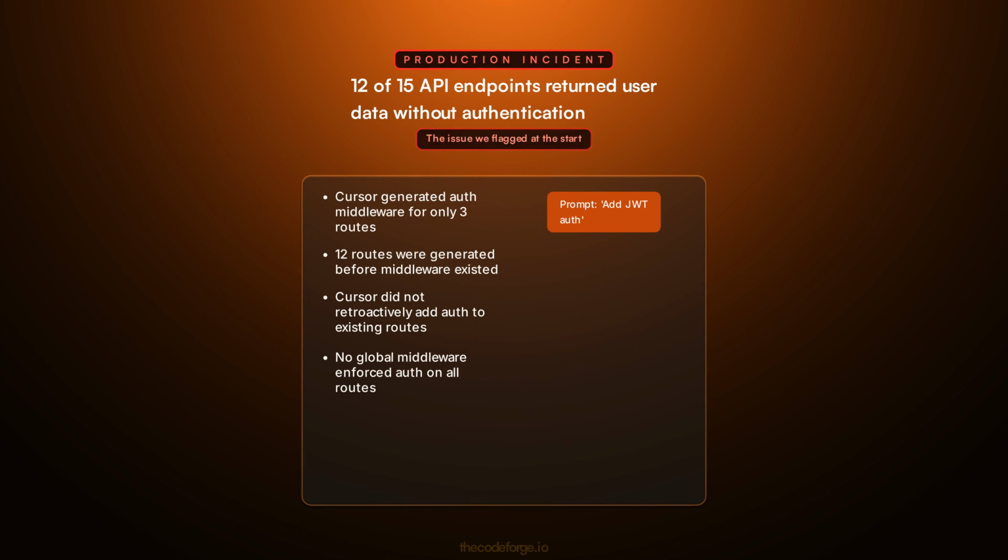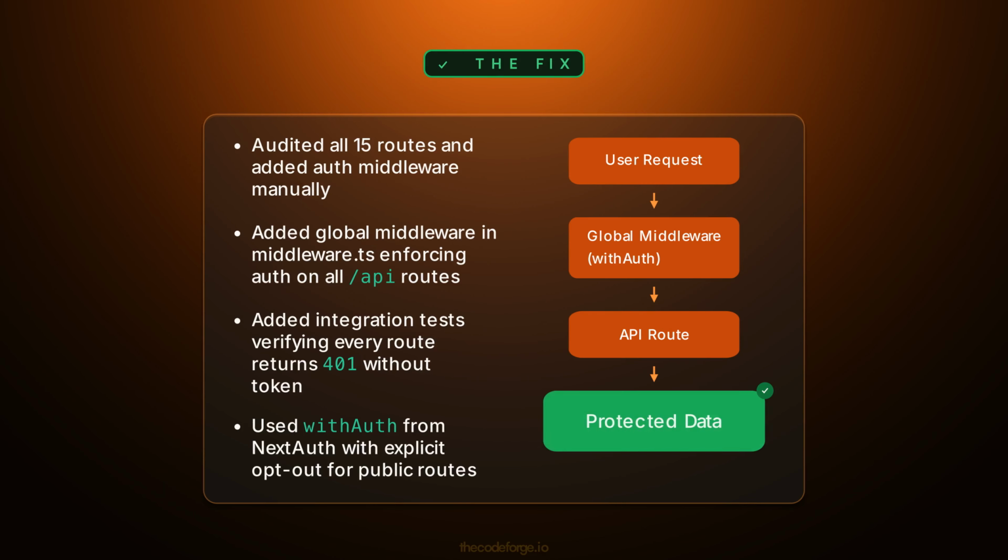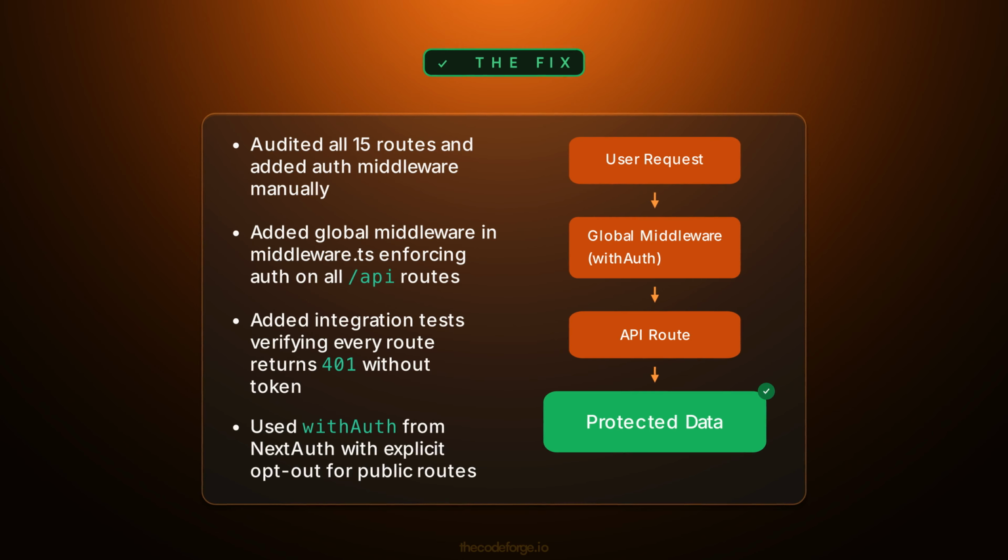Cursor AI generated auth middleware, but applied it to only 3 of 15 routes. The remaining 12 routes were generated before the middleware existed and were never retroactively protected. The fix involved auditing all 15 routes and manually adding the auth middleware to the 12 unprotected routes.